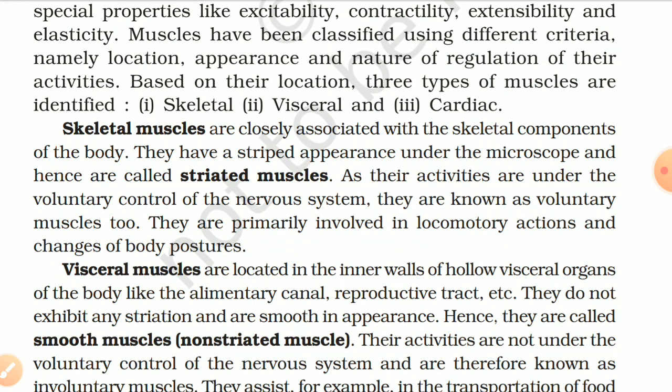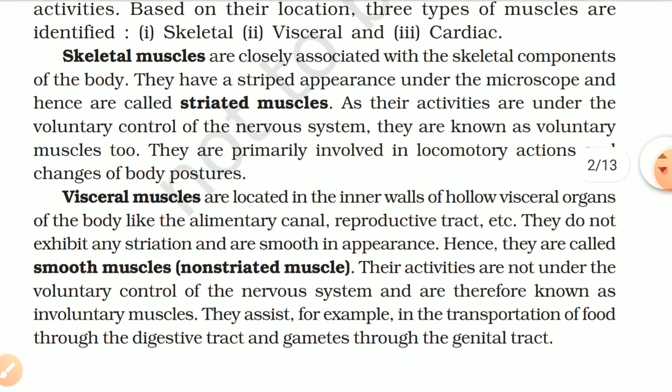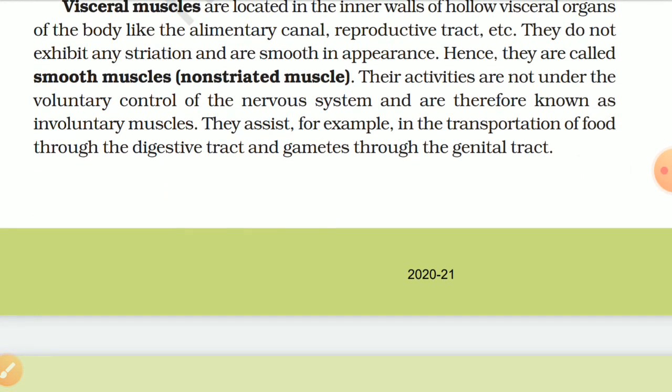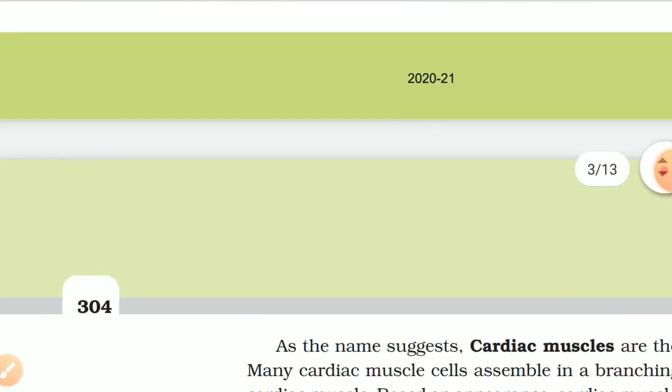Visceral muscles are located in the inner wall of hollow visceral organs of the body like the alimentary canal, reproductive tract, etc. They do not exhibit any striation and are smooth in appearance. Hence, they are called smooth muscles, non-striated muscles. Their activities are not under the voluntary control of the nervous system and are therefore known as involuntary muscles. They assist, for example, in the transportation of food through the digestive tract and gametes through the genital tract.